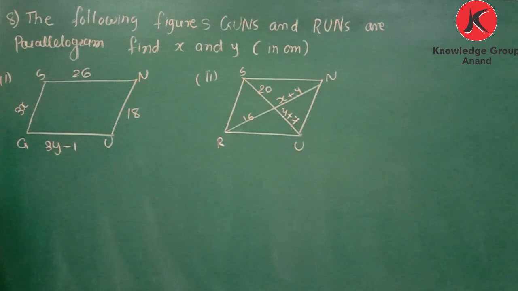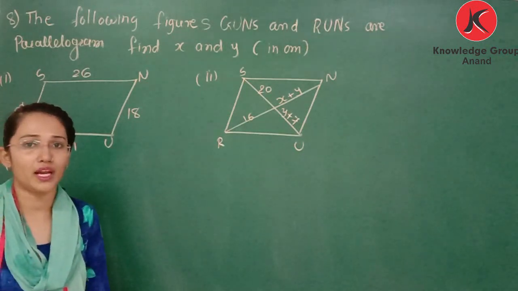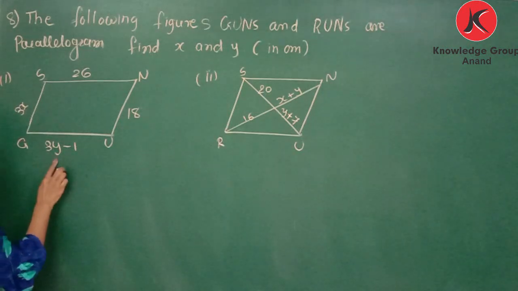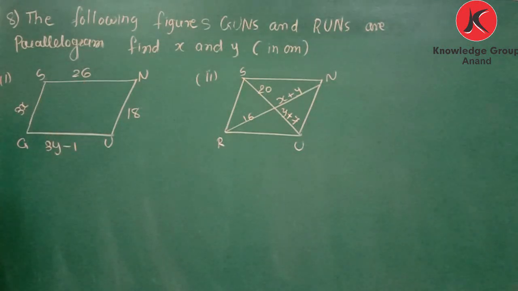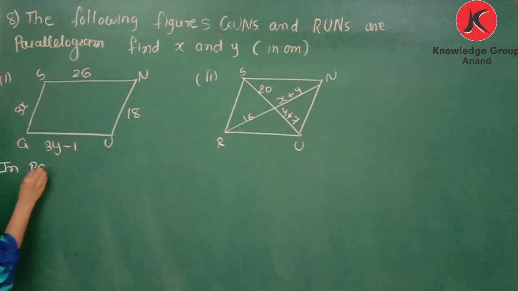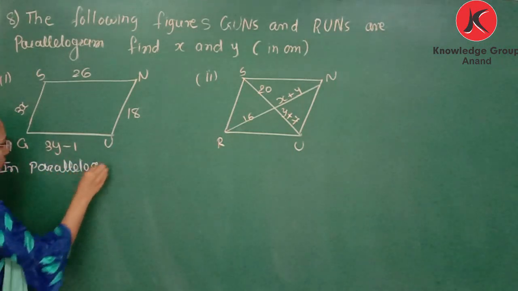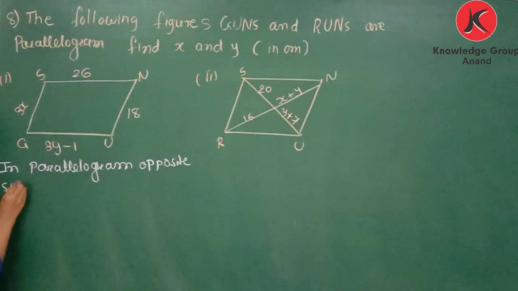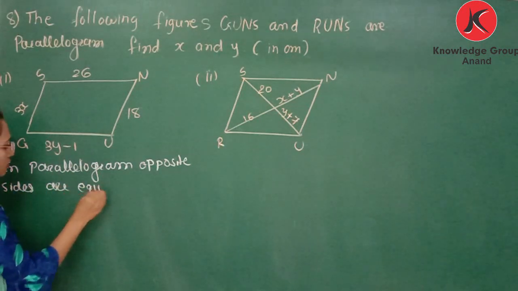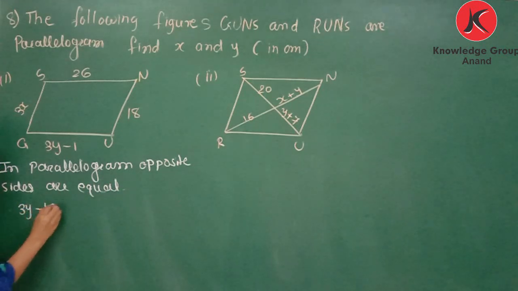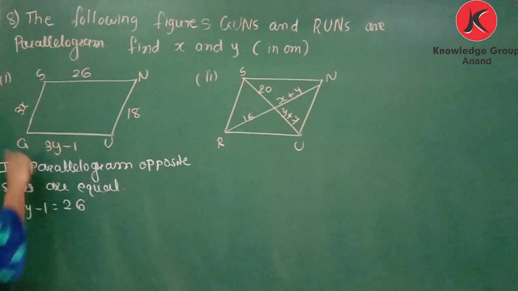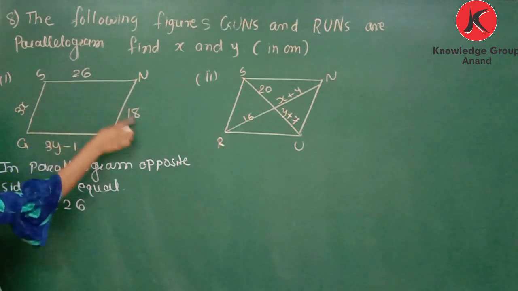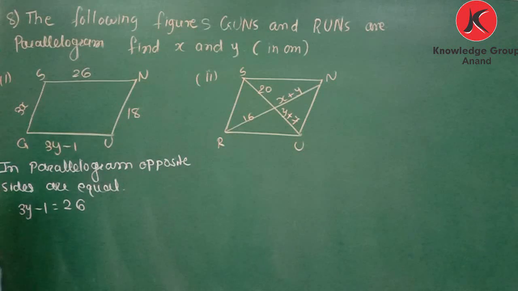You can see these are the sides of the parallelogram, and we know that in a parallelogram opposite sides are equal. So we can write in a parallelogram opposite sides are equal. So 3y minus 1 is equal to 26.